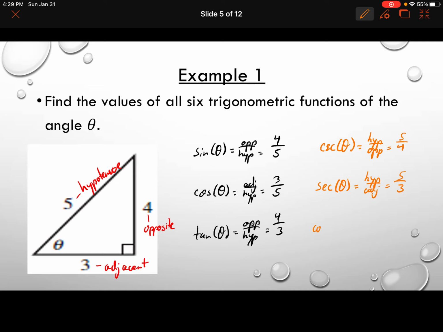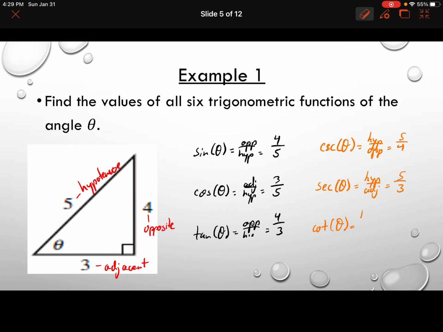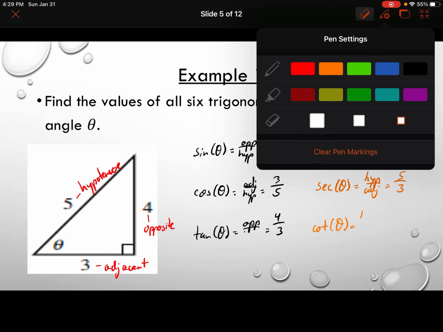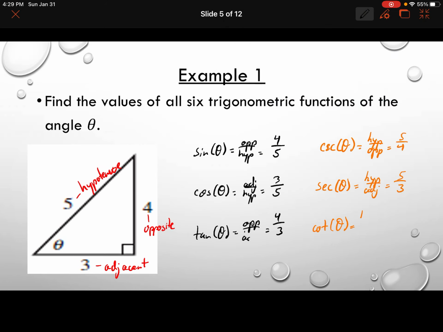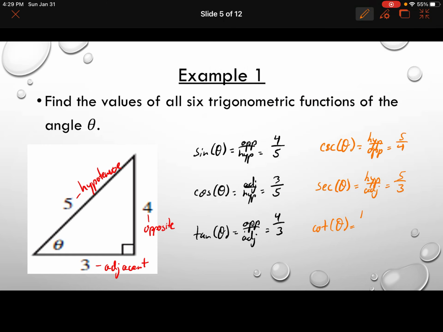And then finally we had cotangent. Whoops, sorry about that. For tangent, I wrote opposite over hypotenuse. That should say opposite over adjacent. Opposite over adjacent, okay? So cotangent is adjacent over opposite. So that would be 3 over 4. So those are our 6 trig values.